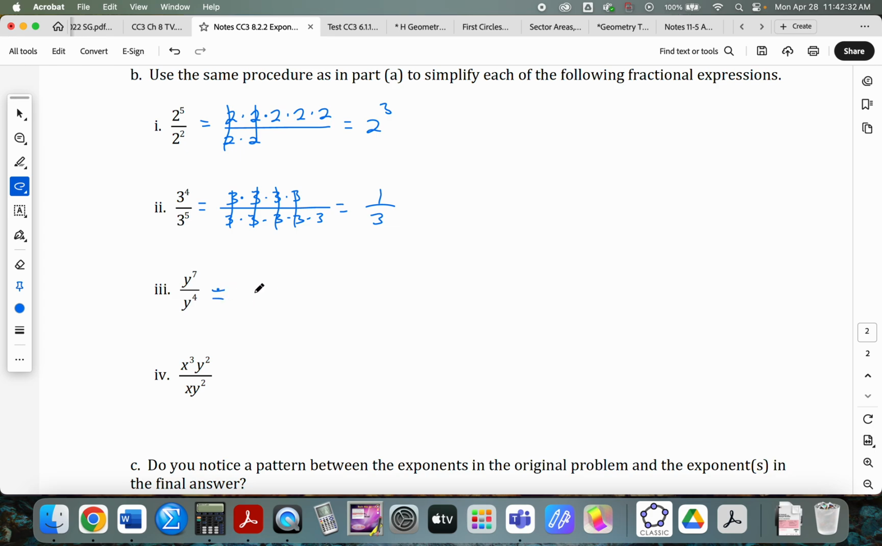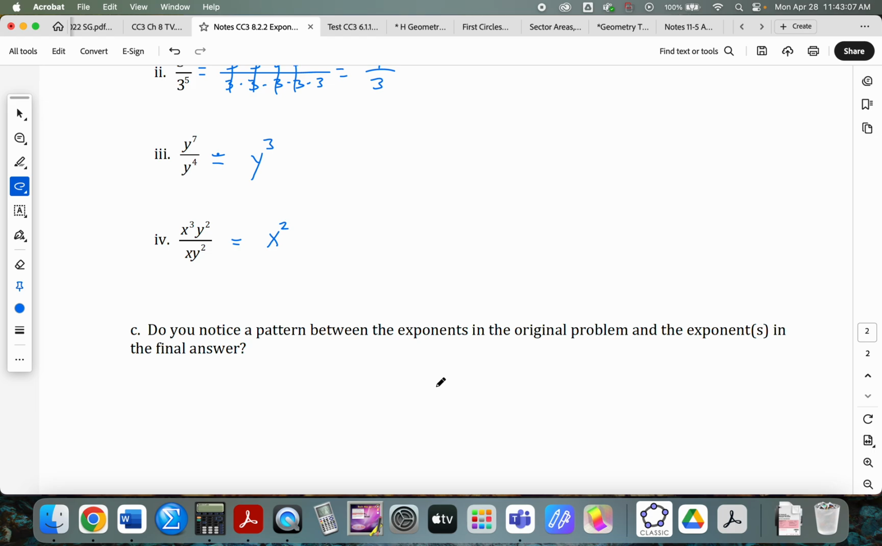Let's cut to the chase. I think you guys have got the idea. What is this going to be? Y to the 3rd. And what is this one going to be? What about the x part? Not 2x. X squared. What about the y's? Yeah, they're going to divide out. Y divided by y is 1. Y squared over y squared also 1. So we're just left with the x squared.